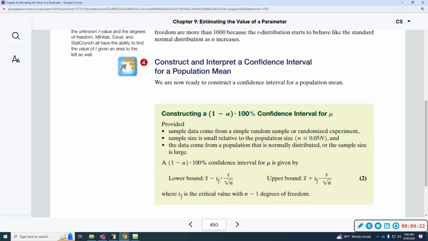So, how to construct and interpret a confidence interval. So here's this box: 1 minus alpha times 100%.